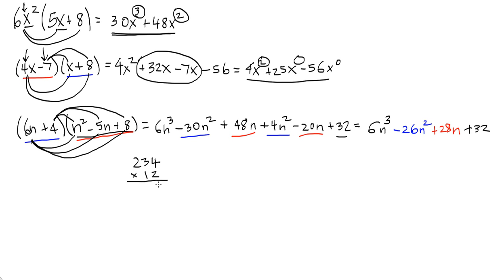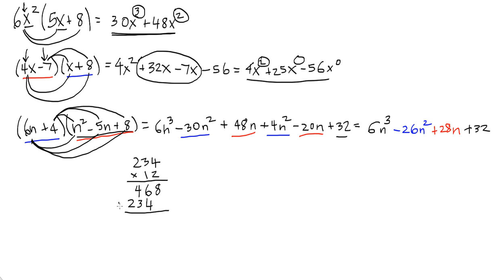We did 2 times 4 is 8. Then we did 2 times 3 is 6. 2 times 2 is 4. When we went to our next number, the 1 here, we moved over one space, or you put a 0 there. I learned just to move over a space. So 1 times 4 is 4. 1 times 3 is 3. 1 times 2 is 2.